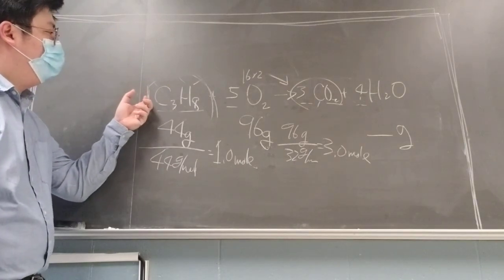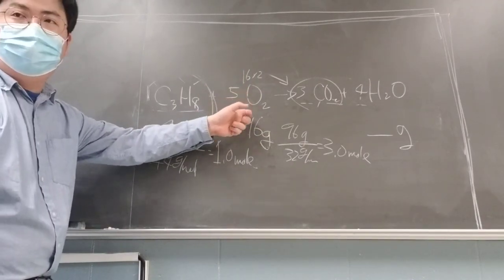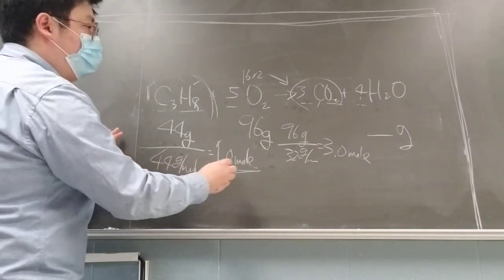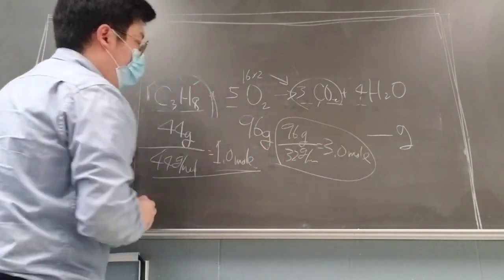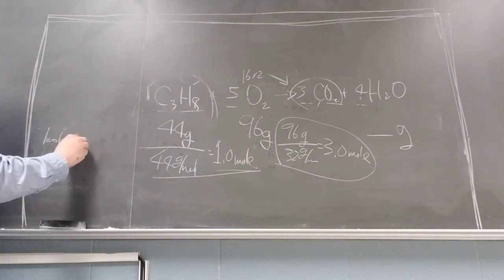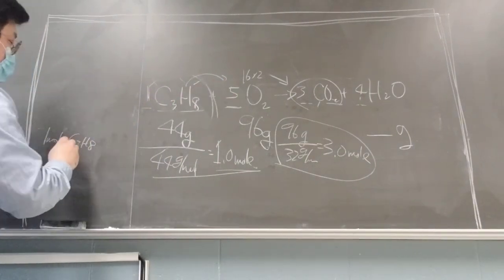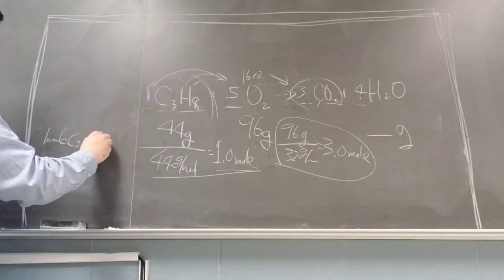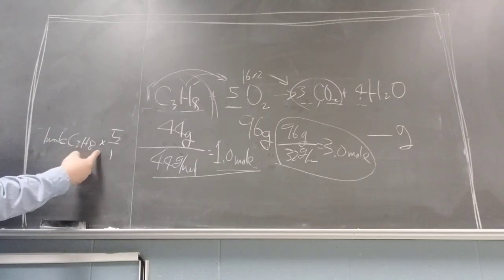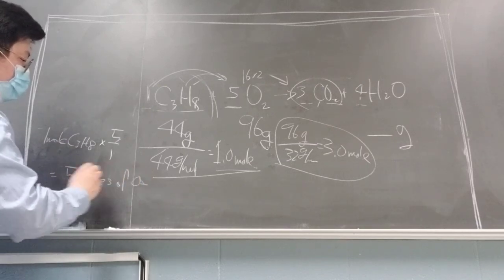But the problem is here. Whenever you have 1 propane, you need 5 oxygen gas molecules, not 3. You have 1 mole of propane right now, so you need 5, but you only have 3. Comparing this one to this one is 1 to 5, so it's 5 over 1. Meaning, whenever you have 1 mole of propane, you need 5 moles of oxygen gas molecules.